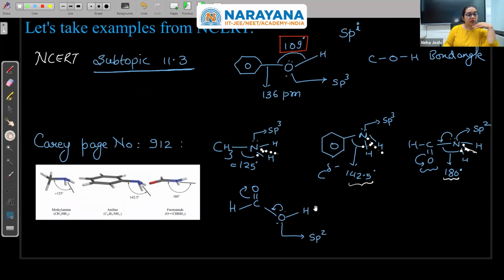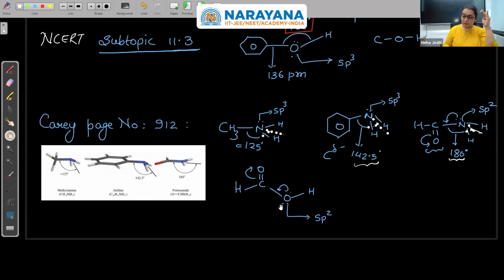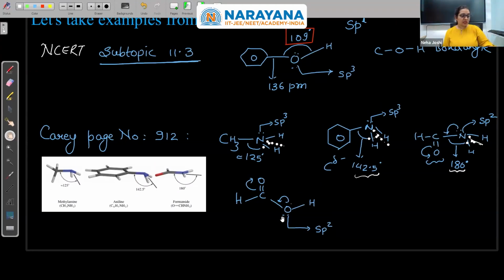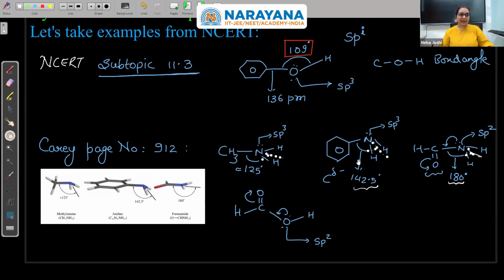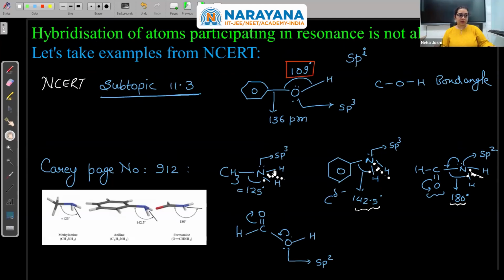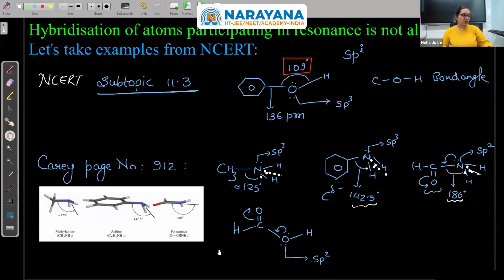Similar is the observation with formic acid. See, phenol oxygen is sp3, but in formic acid, this oxygen is sp2. So please remember, phenol and aniline, these nitrogen and oxygen are not sp2. This is a very, very common misconception that everything that participates in resonance is always sp2, which is certainly not correct.